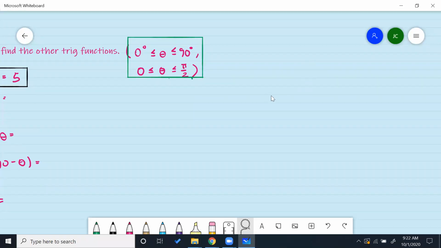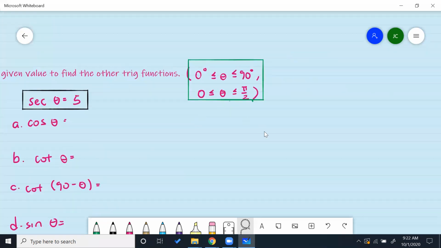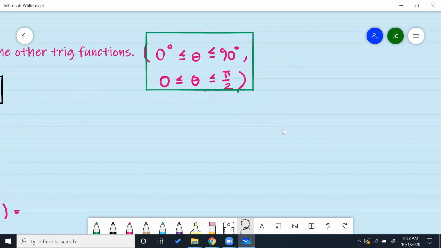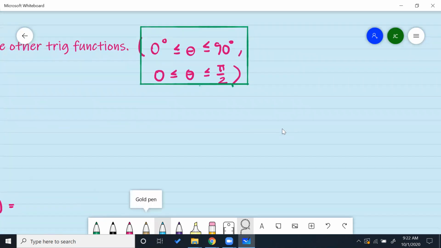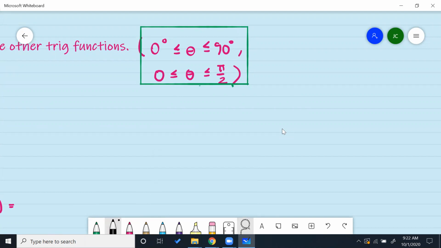All right, morning, Amy. So here's a problem to start you off with: secant theta equals 5. The important clue is this one. This is what you have to really watch out for, actually.